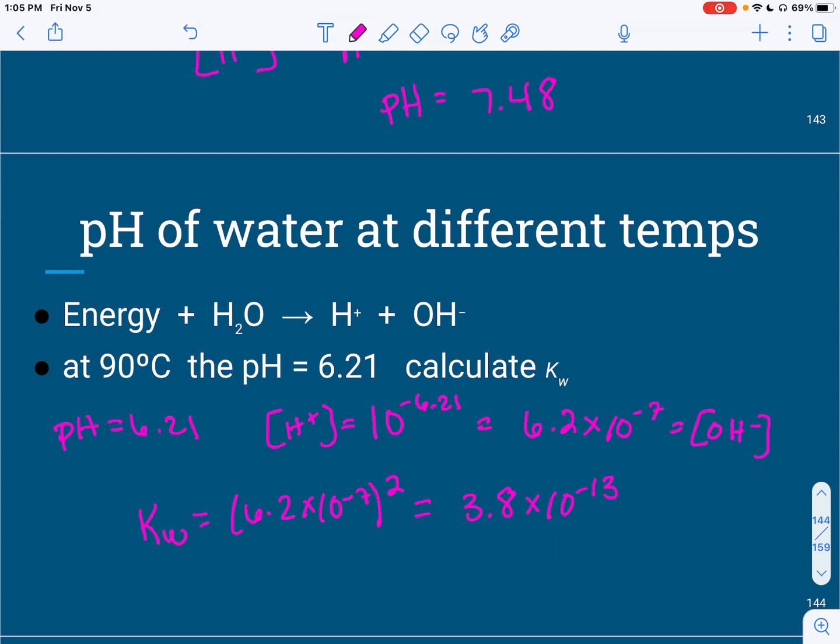So this is all stuff that you already know how to do. Finding concentration, Kw, pH, all of that. But it's just important for you to realize that if the temperature changes, these numbers for water can change. So keep that in mind when you're reading these types of questions.